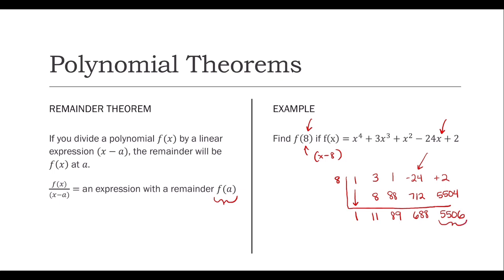So this here is our remainder. So f of 8 equals 5,506. This is another way to figure out f of 8 as opposed to just plugging in 8 for x into all of these points.